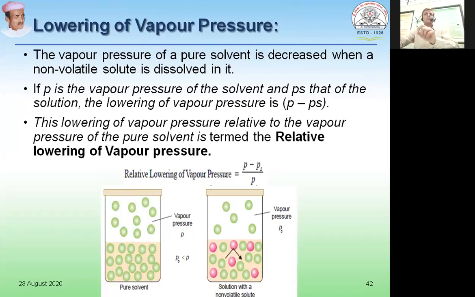Because this relative lowering of vapor pressure is happening because the solute is added into the solvent to get the solution, and this is depicted in the picture over here. See, you can find that in the pure solvent all the molecules of the solvent are free to get away from the surface of the solvent.